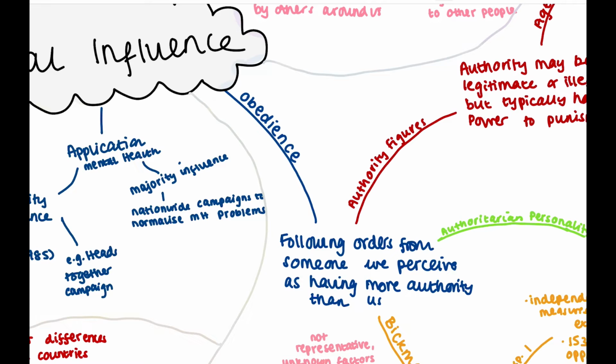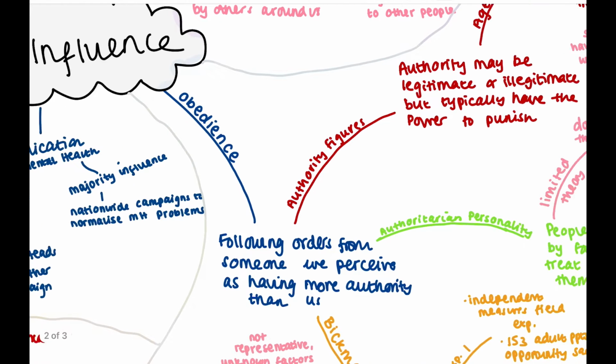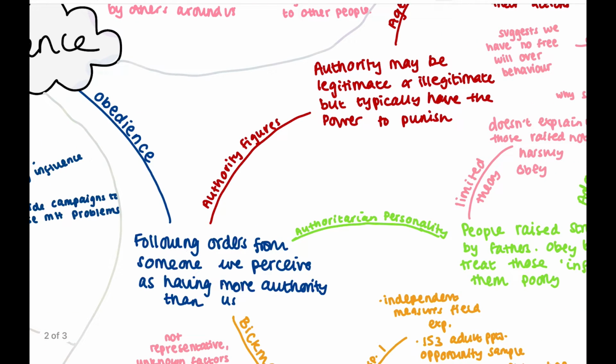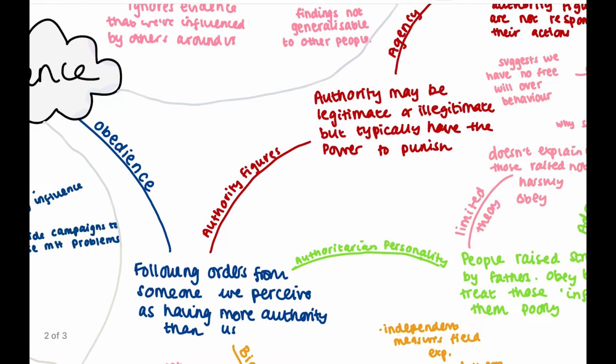And the situational factor is having an authority figure. Now, this authority figure may be legitimate in that they do have more power than you, or it may be illegitimate, so you might just perceive them as having more power even though they do not. But authority figures typically have the power to punish you, which is why you will follow their orders to avoid this punishment.